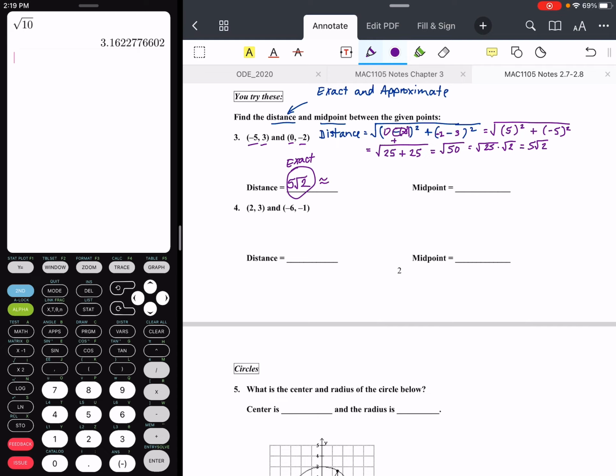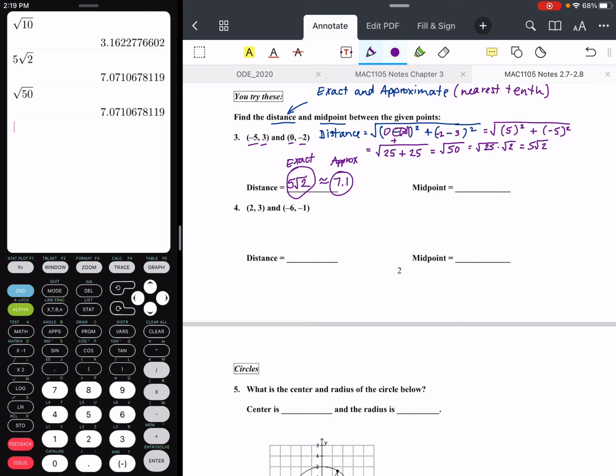And for the approximate, you can either type in 5 times the square root of 2, and that gives you, if we're rounding to the nearest tenths place, approximately 7.1. Or if you want to go back and type in square root of 50, you can type that in as well because they're equivalent. So either way, you get that approximate 7.1. I'll just make a note that I'm rounding to the nearest tenth, and just round to whatever you're asked to for the approximate.